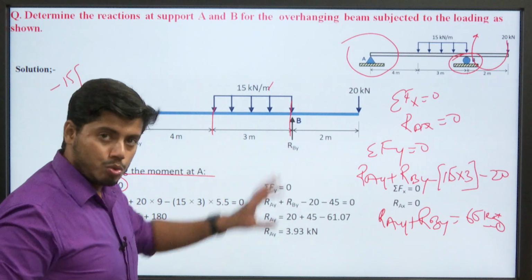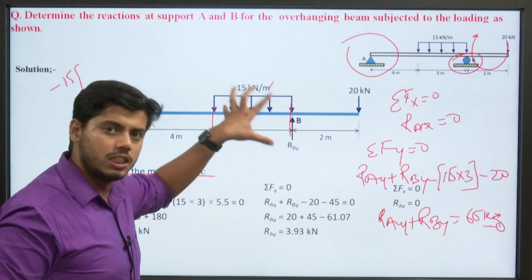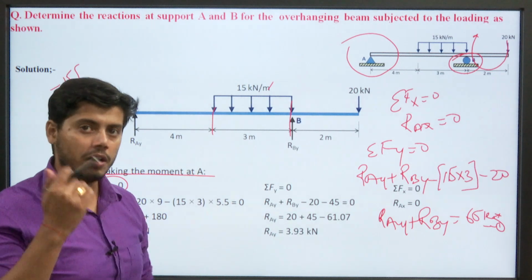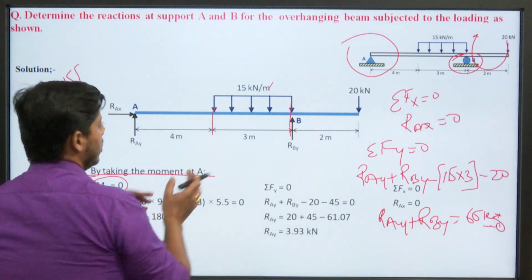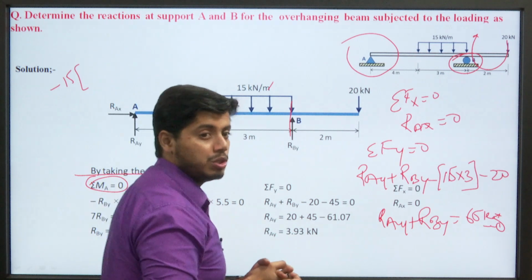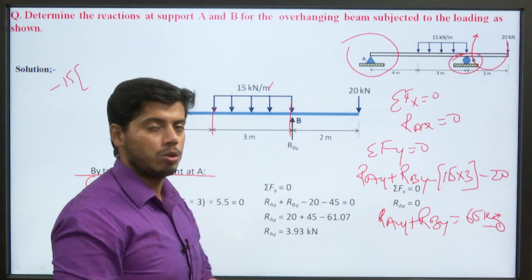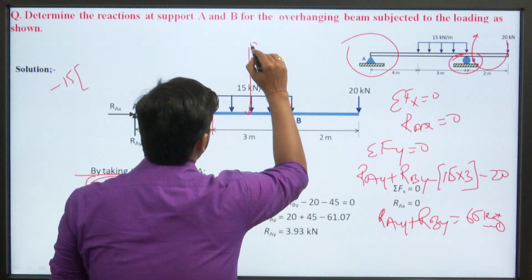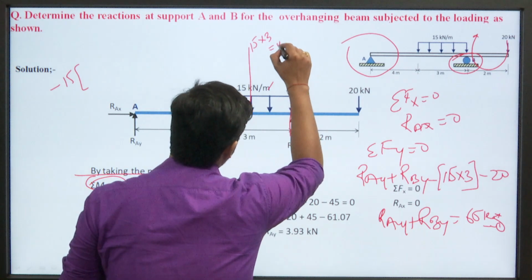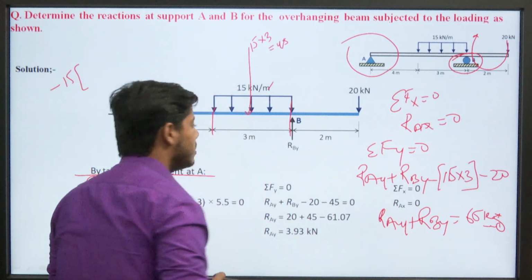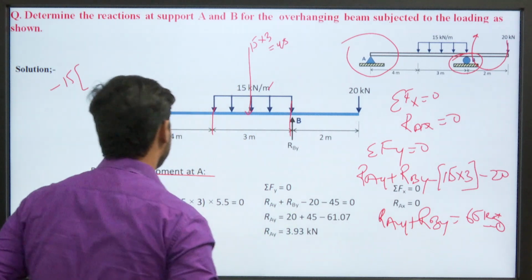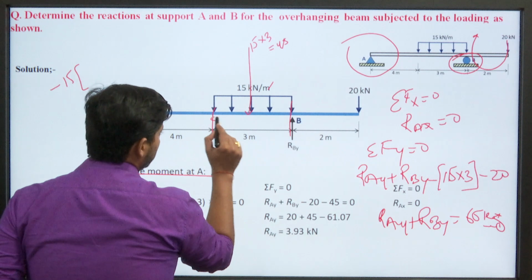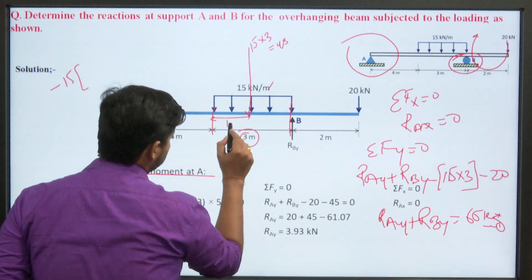Now we can convert this UDL to a single point load. How can we convert this UDL to a single point load? What is the net magnitude of this UDL? The net magnitude of this UDL is 15 into 3, 45. And what is the location of this acting magnitude? This will be half of this distance, 3 by 2, that is 1.5.